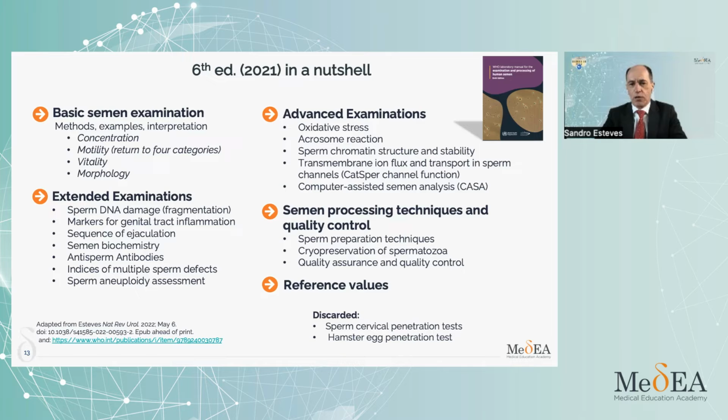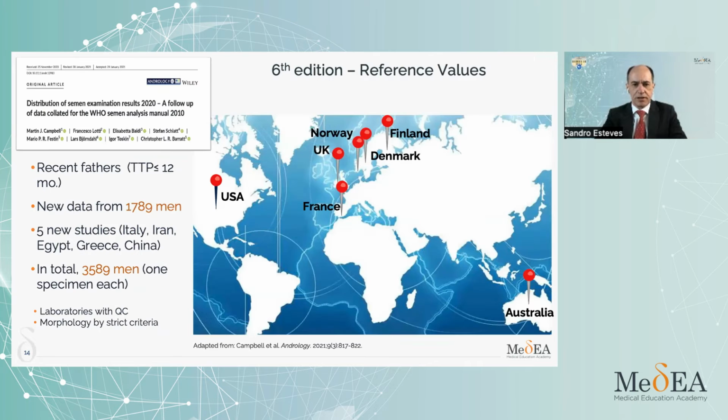The sperm processing and cryopreservation chapters were improved as well, with more detailed protocols, and the section related to quality control and quality assurance was revised to facilitate understanding by non-statisticians. An essential feature of the 2021 manual was the incorporation of new semen analysis data from recent fathers, updating the reference distribution of semen parameters that had been published in the previous edition.